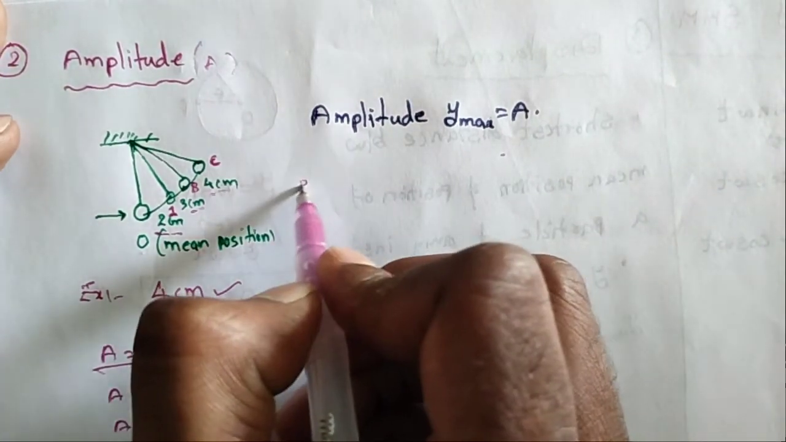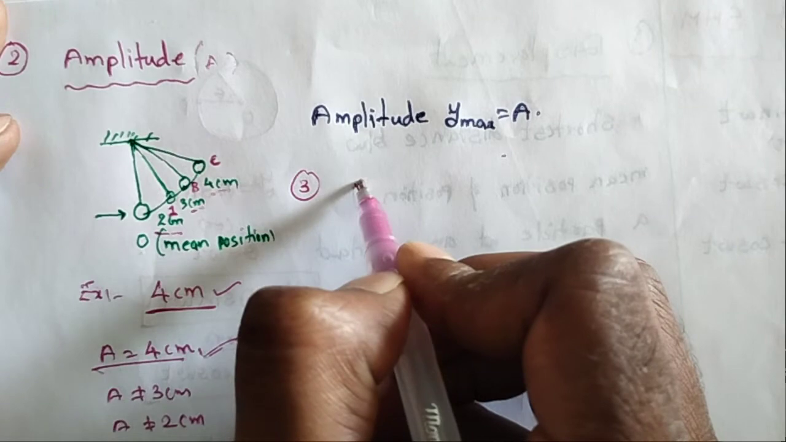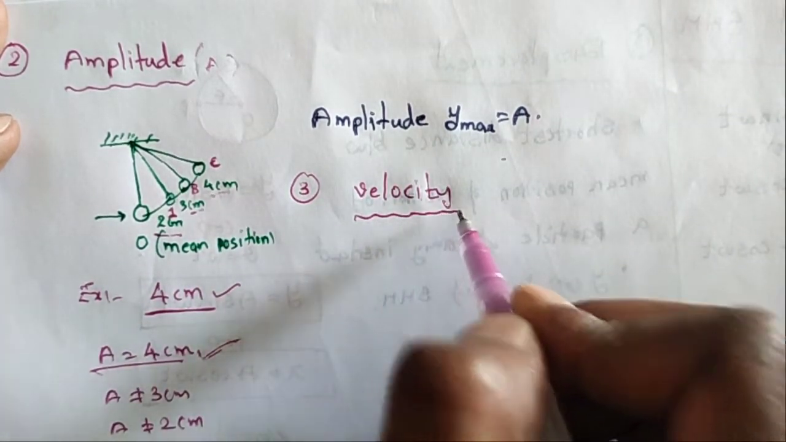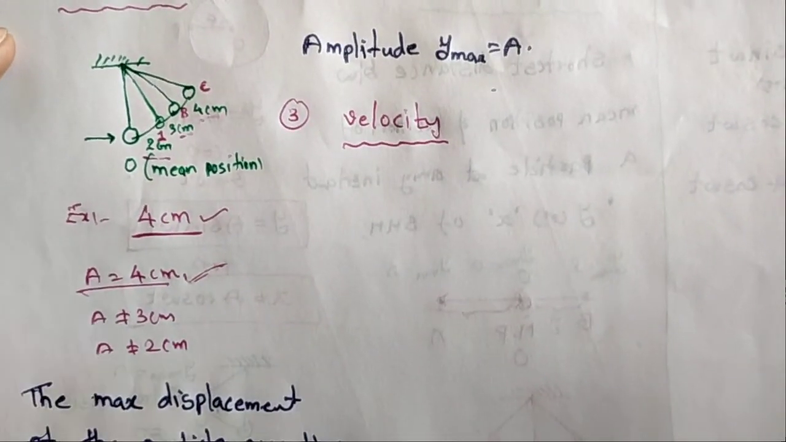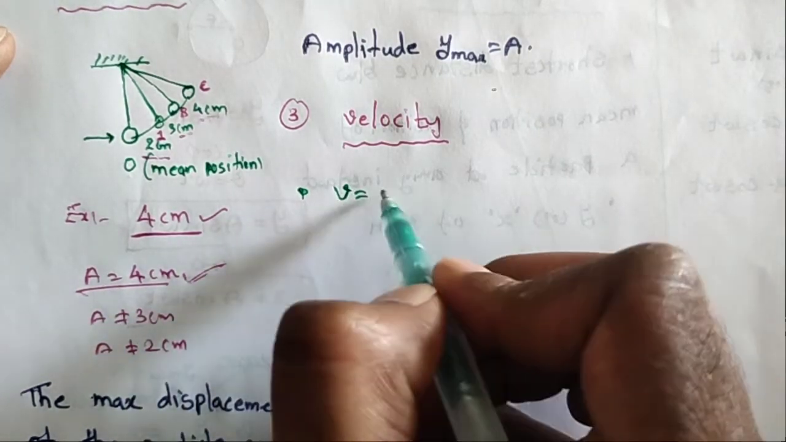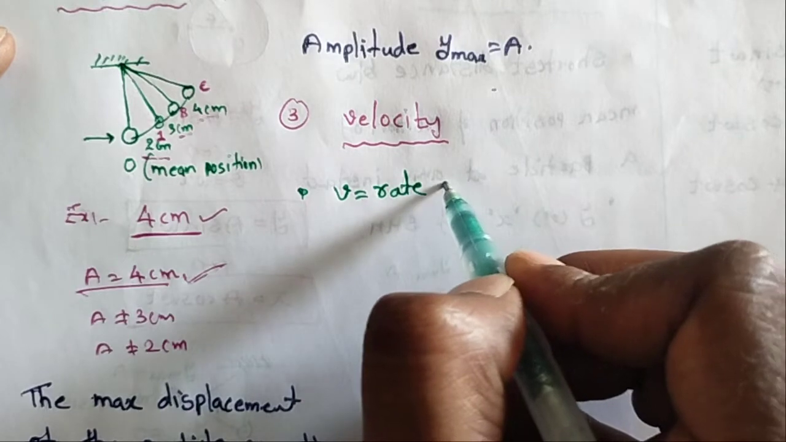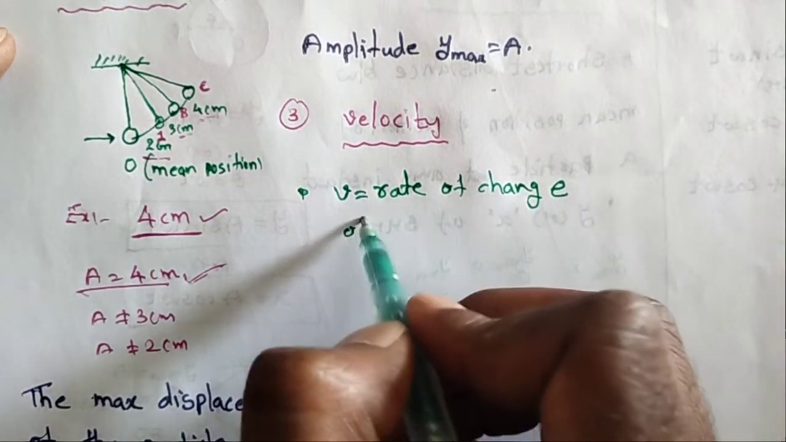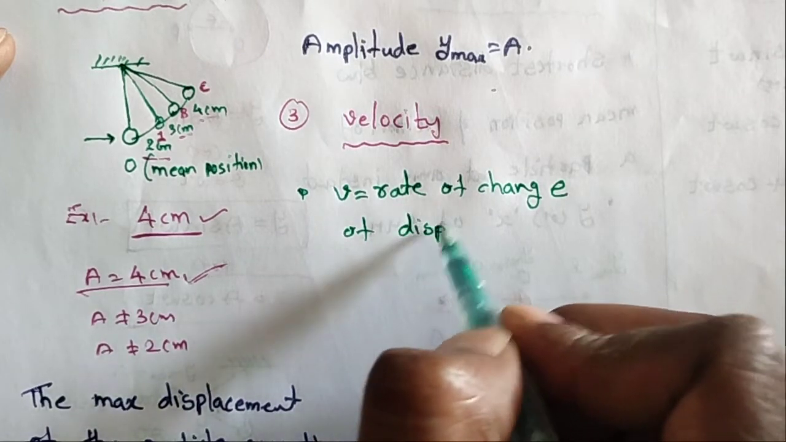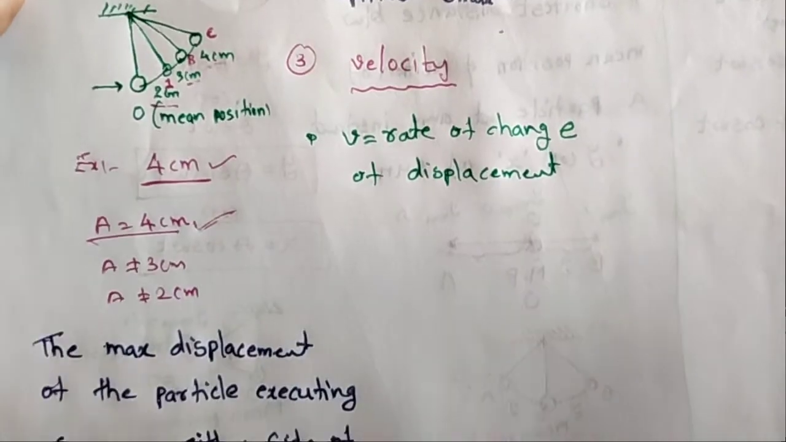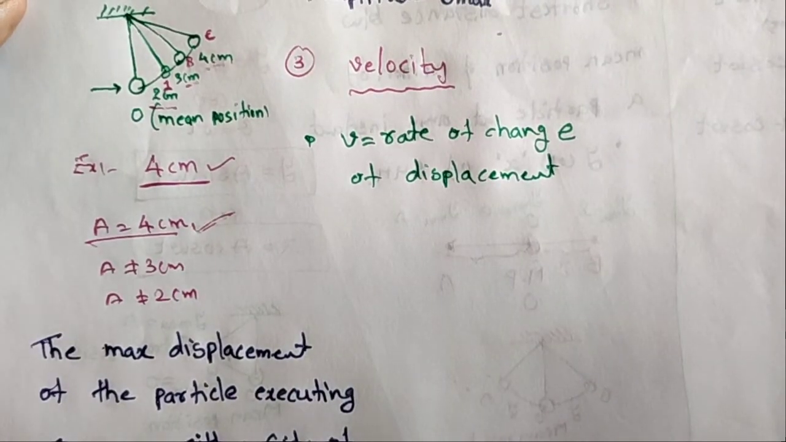And what is the third characteristic? Velocity. The velocity is the third characteristic of simple harmonic motion. So what is the formula of the velocity? We know that velocity is equal to the rate of change of displacement. This is our general formula. The rate of change of displacement is called velocity.